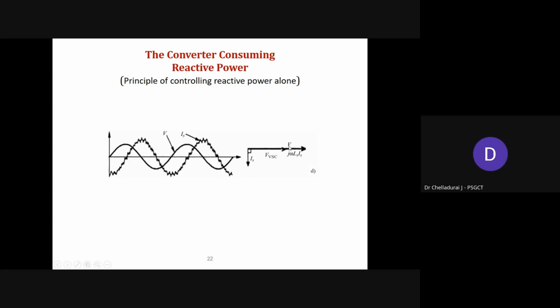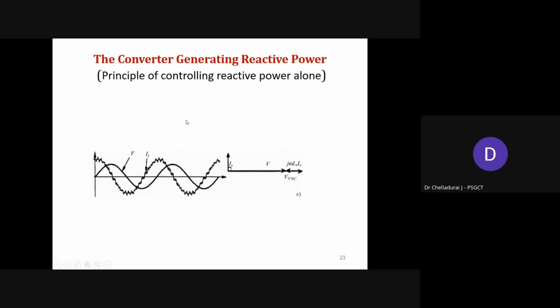Now with respect to V and VSC, if both are in phase in nature, then we can get this particular mode of operation. Similarly, in the inverse case also, the converter generates reactive power. So again, it can be achieved by shifting the current direction. Here it is easily achieved by varying the voltage magnitude of VSC, but we have to maintain the phase angle difference between V and VSC.